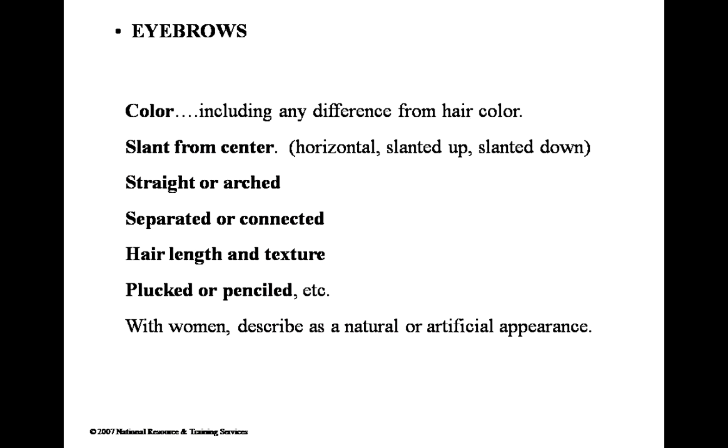A person's eyebrows. The color, including any difference from the hair color. Slant from the center: horizontal, slanted up, slanted down. Are they straight or arched? Separated or connected? Length and texture. Plucked, penciled, which with women you describe as a natural or artificial appearance.